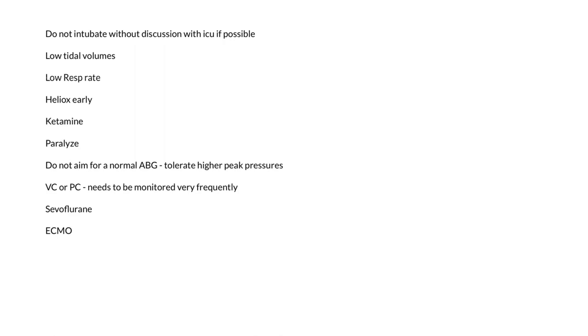Use Heliox early. And if you happen to intubate the patient, use ketamine for sedation. Ketamine has bronchodilator properties. Paralyze the patient so that there is no vent dyssynchrony. And you have to tolerate higher peak pressures. It's generally suggested to do volume control so that you take control of the tidal volume so that you decrease the chances of air trapping. And of course, you have to look at your ventilator waveforms for you to get an idea of how much expiratory time you need to give to completely exhale.